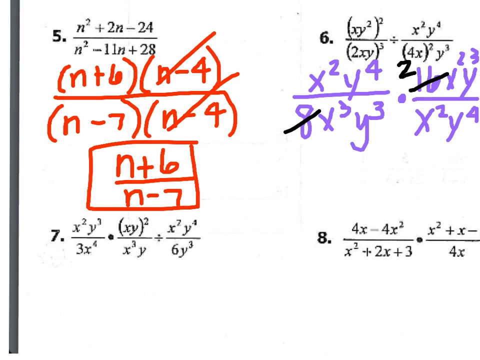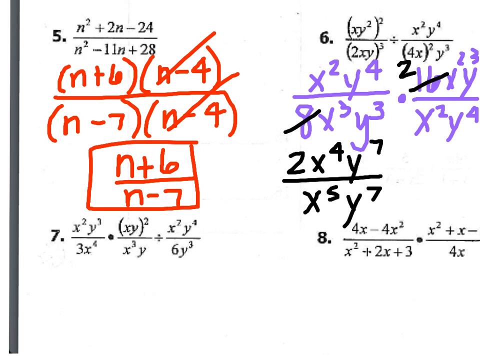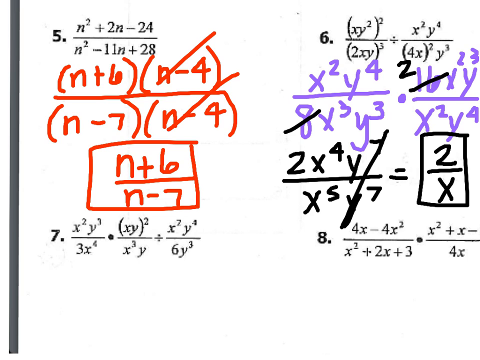So I end up getting 2x to the 4th, y to the 7th, over x to the 5th, y to the 7th. Looking at these, the y's would cancel. When I battle my x's, the denominator would win by 1. So I'm left with 2 over x.